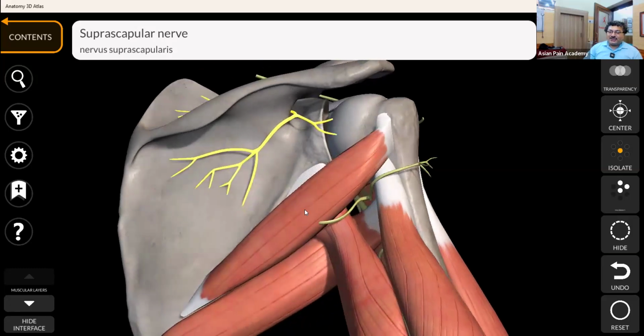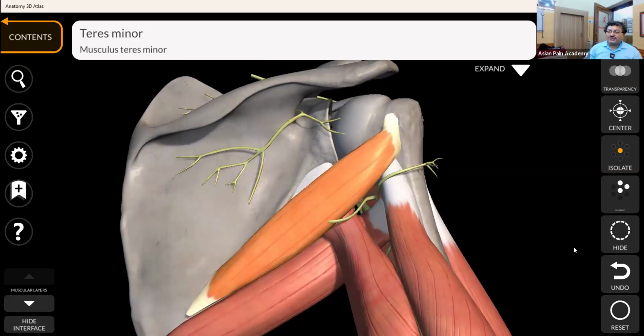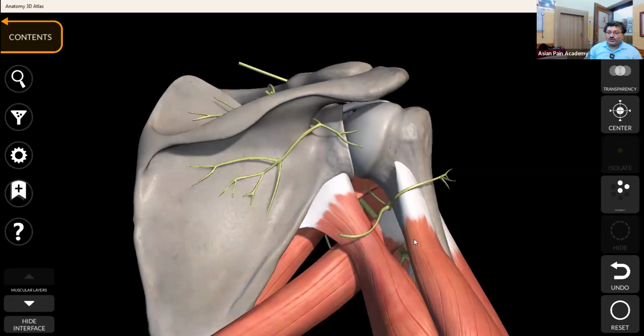Next comes the teres minor. So let us hide the teres minor. As I told you, this is the quadrangular space.